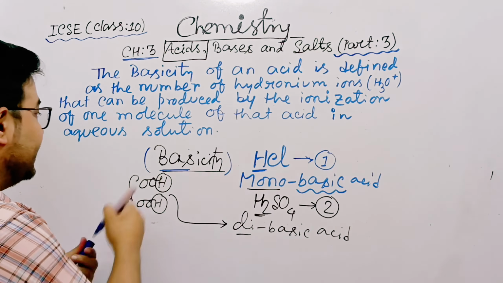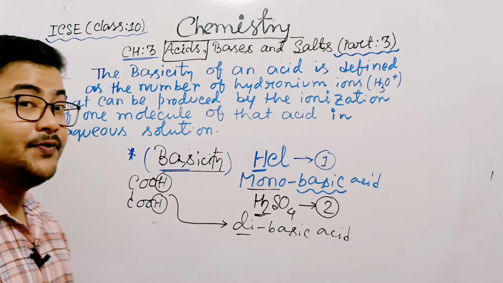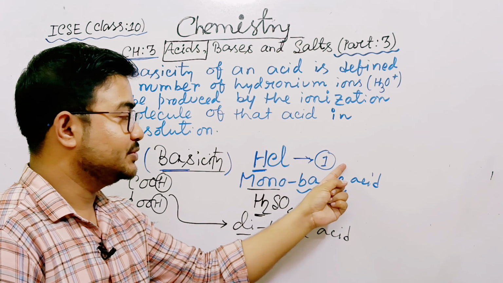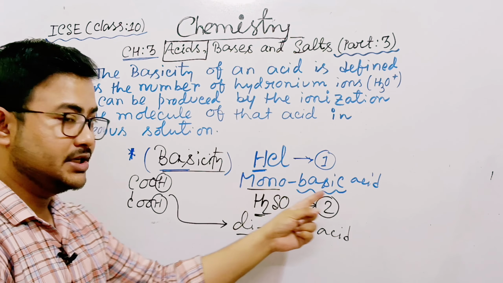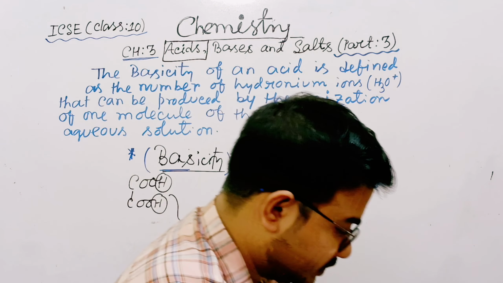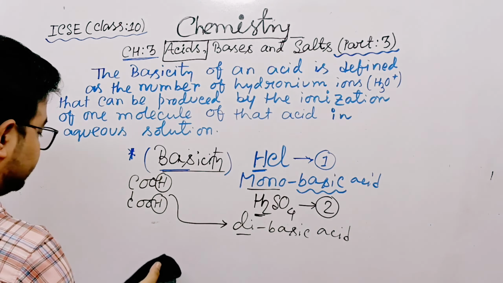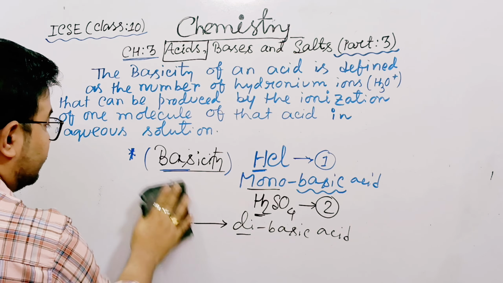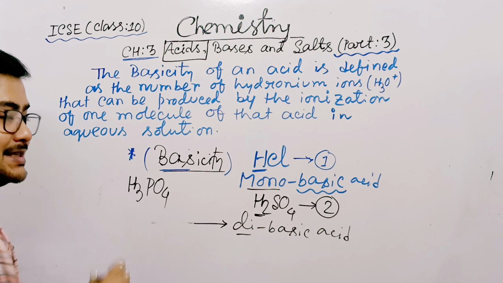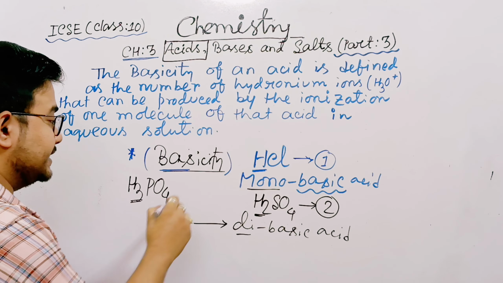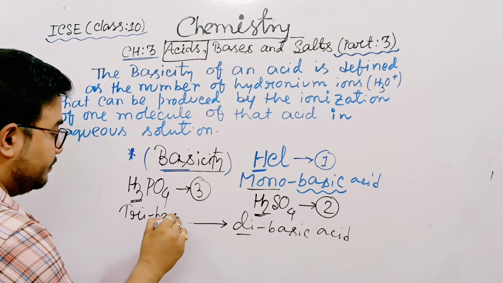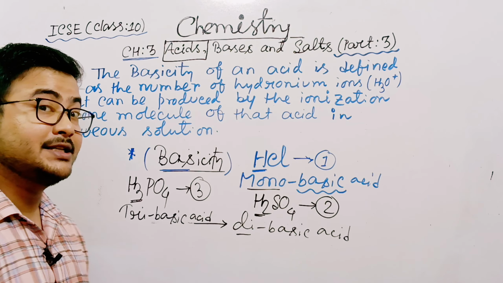Now our main term is basicity. If I ask a question, what is the basicity of this acid? The answer is 1. What is the basicity of this acid? 2. Do you understand? Okay, now if I ask you H3PO4, what is the basicity of this acid? Tribasic acid. So its basicity is 3 and it is also called tribasic acid. Do you understand the primary concept?